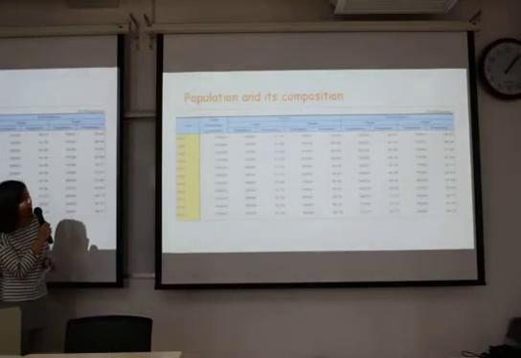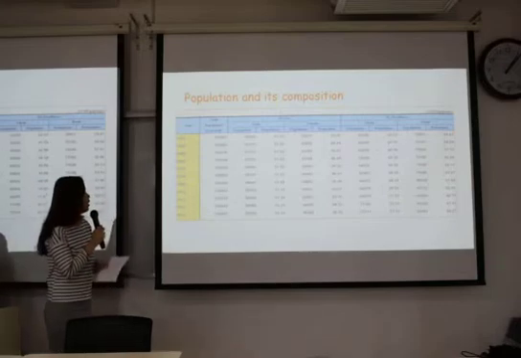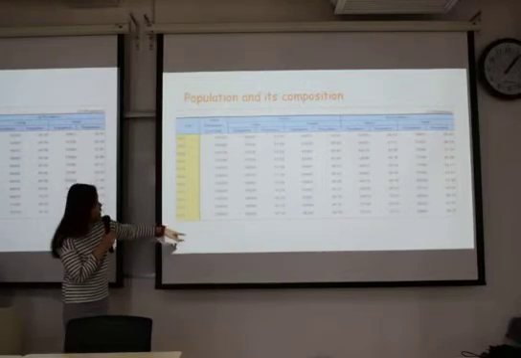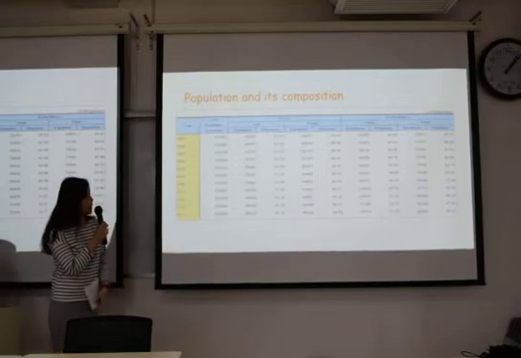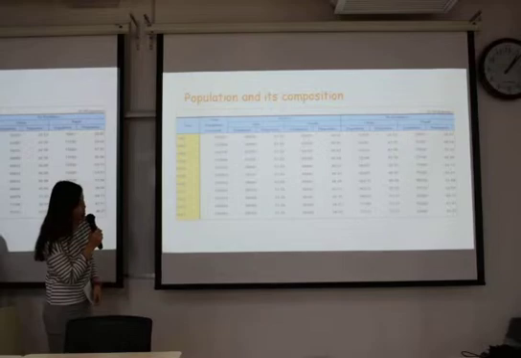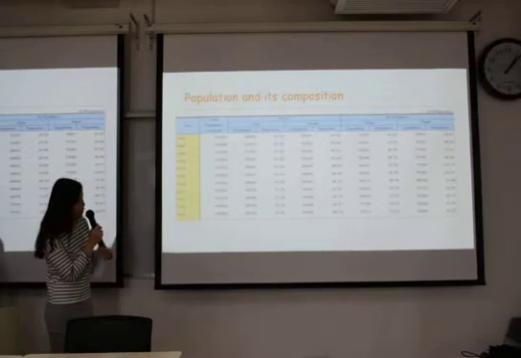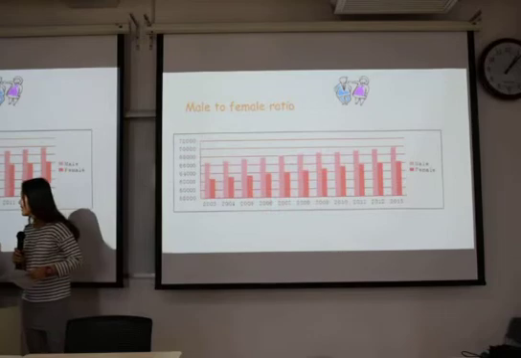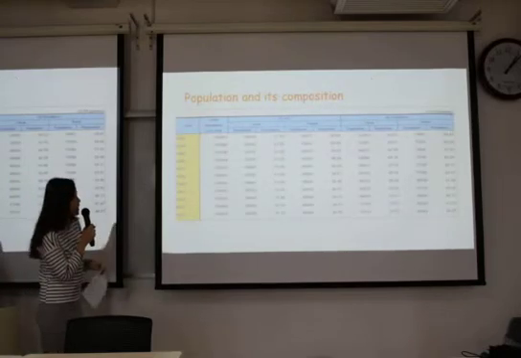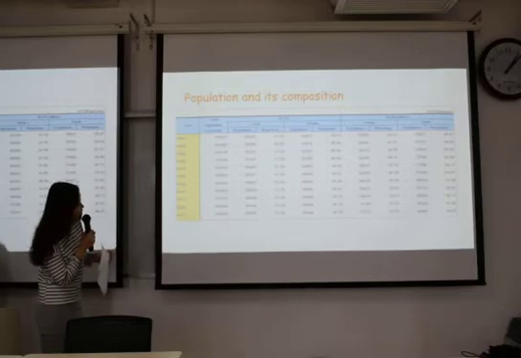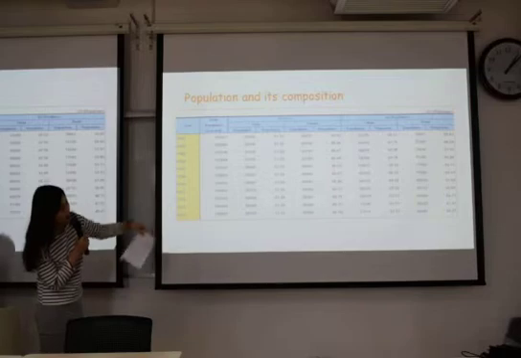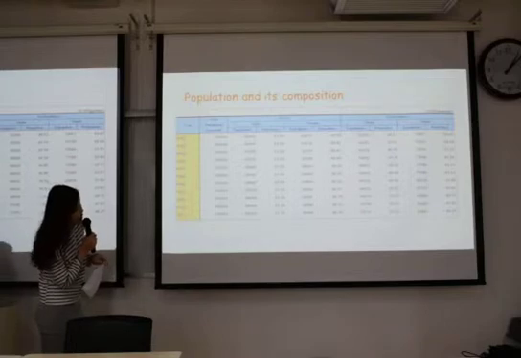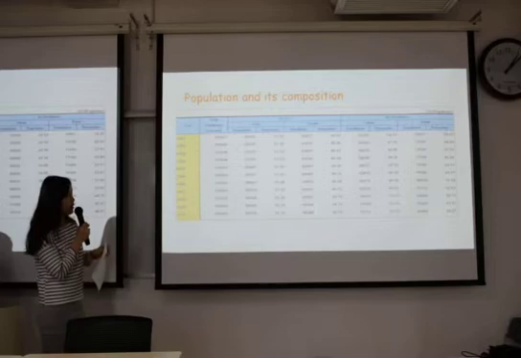This is the population and its composition. We can see that by 2013, there are nearly 700 million men and more than 600 million women. On the other hand, the urban population is on the right-hand side. The urban population is more than 700 million people, and the rural population is more than 600 million people.